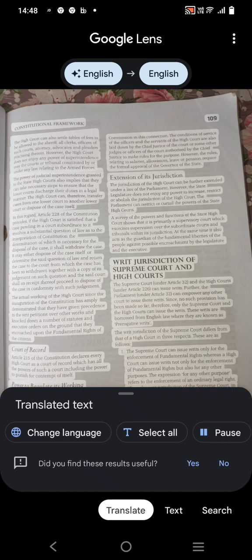The Chief Justice of the High Court is authorized by the Constitution to appoint officers and servants of the High Court. However, the governor of the state can require him to consult the State Public Service Commission in this connection. The conditions of service of the officers and the servants of the High Court are also laid down by the Chief Justice of the Court or some other judges or officers of the court authorized by the Chief Justice to make rules for the purpose. However, the rules relating to salaries, allowances, leave or pension require the formal approval of the governor of the state.